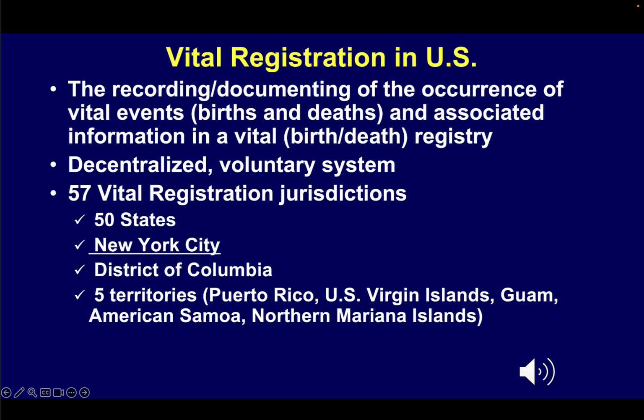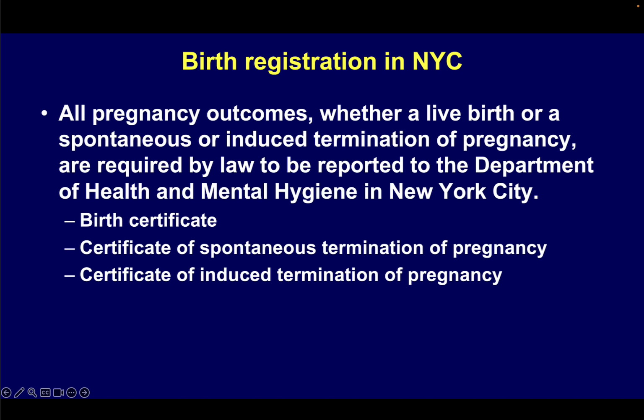So let's zoom in on New York City, which is an official jurisdiction for vital registration here in the U.S., starting with birth registration. All pregnancy outcomes, whether the pregnancy results in live birth or if there's a spontaneous or induced termination of pregnancy, are required by law to be reported to the New York City Department of Health and Mental Hygiene. This reporting is accomplished through the use of birth certificates or certificates of spontaneous termination of pregnancy and certificates of induced termination of pregnancy. These are the forms or the source documents that contain information about the occurrence of vital events and the information surrounding them.